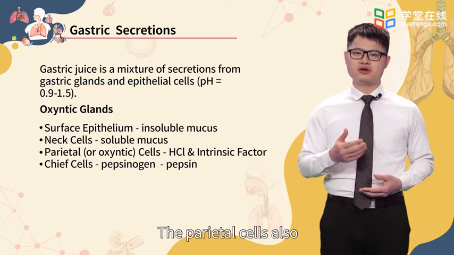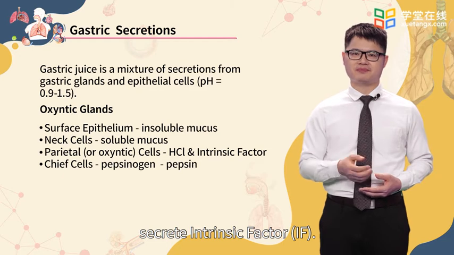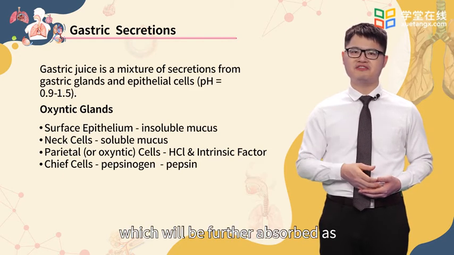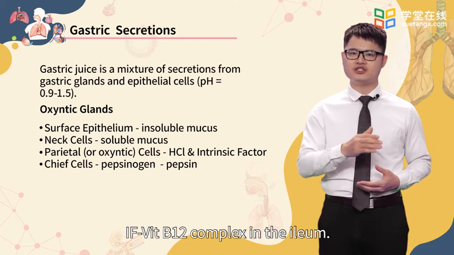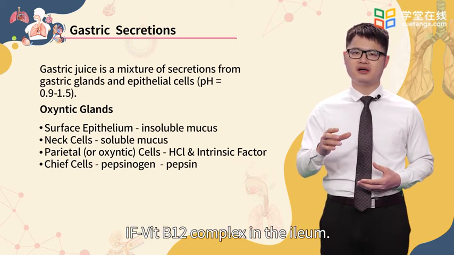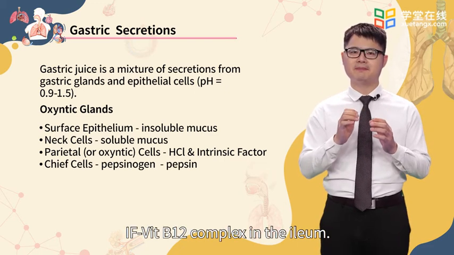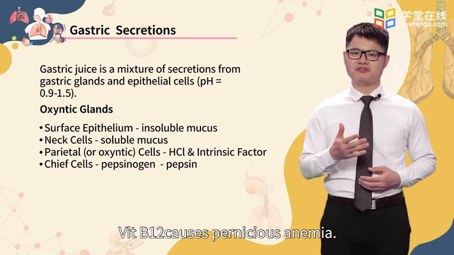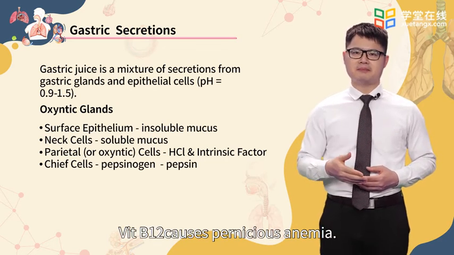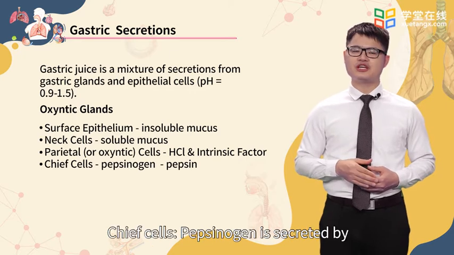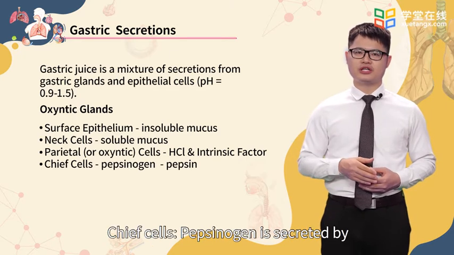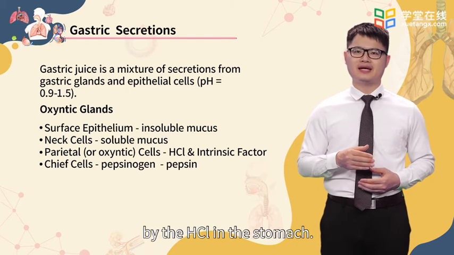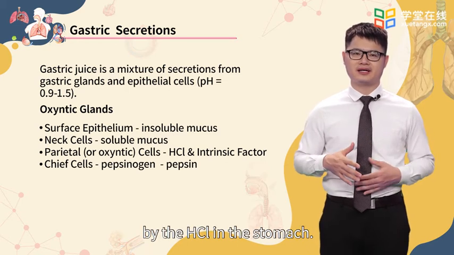The parietal cells also secrete intrinsic factor. Intrinsic factor binds to vitamin B12, which is further absorbed as an intrinsic factor-vitamin B12 complex in the ileum. Compromised absorption of vitamin B12 causes pernicious anemia. Chief cells. Pepsinogen is secreted by chief cells and activated to pepsin by the hydrogen chloride in the stomach.